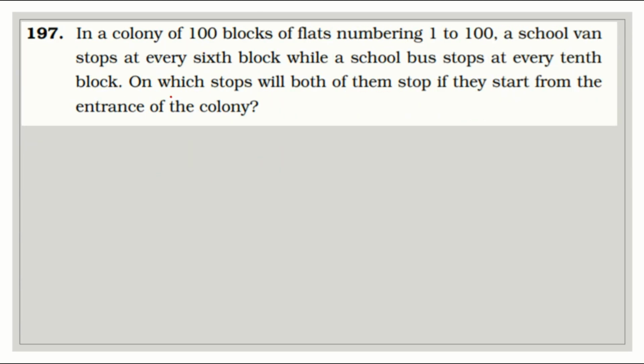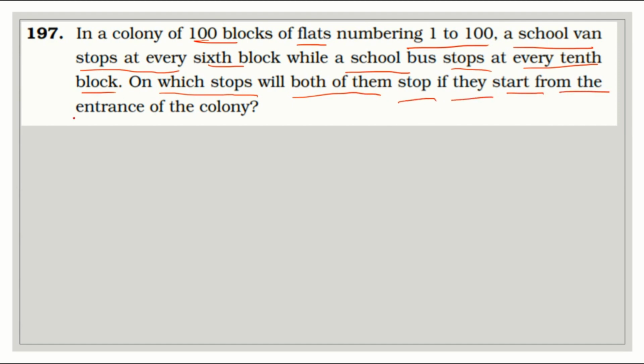Next, coming to the question number 197. In a colony of 100 blocks of flats numbering 1 to 100, a school van stops at every 6th block, while a school bus stops at every 10th block. On which stops will both of them stop if they start from the entrance of the colony at a time? If they are moving together, where will they stop?